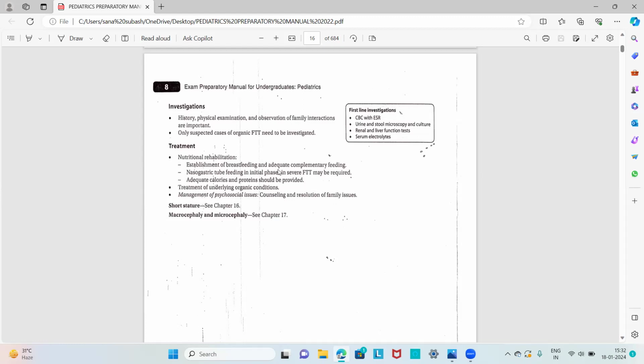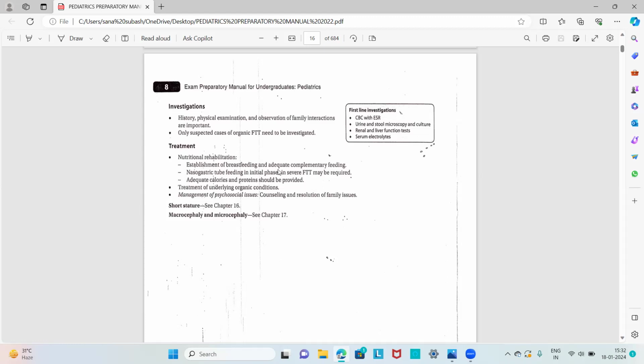Then prognosis: if early and adequate treatment is given for this failure to thrive child, there will be a better prognosis. So this is all about our discussion on failure to thrive. Next, we have the discussion on microcephaly.